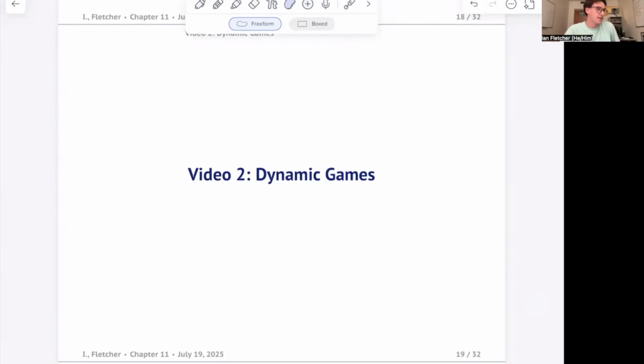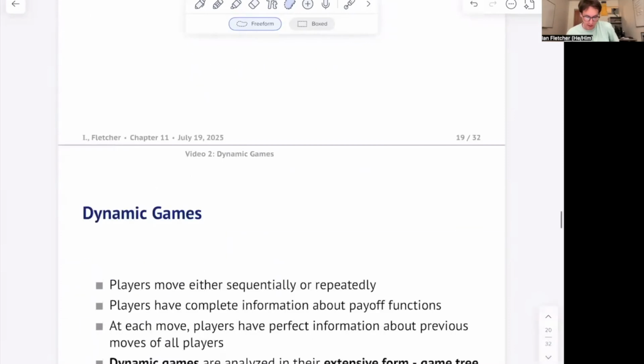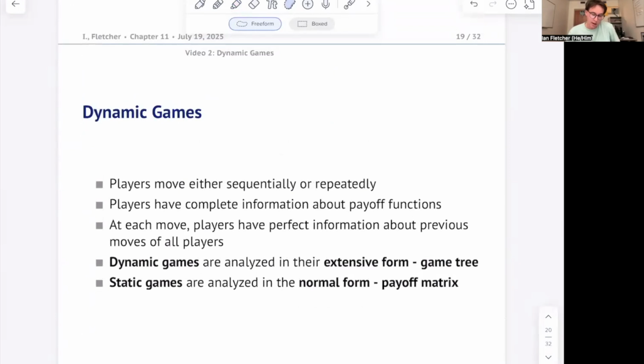So now let's take a look at dynamic games. Dynamic games are going to be a little weird when we start to think about how exactly to do everything. Dynamic games happen when players move sequentially or repeatedly. So imagine me and Sam are playing a game. I'm going to go first. Sam's going to go second.